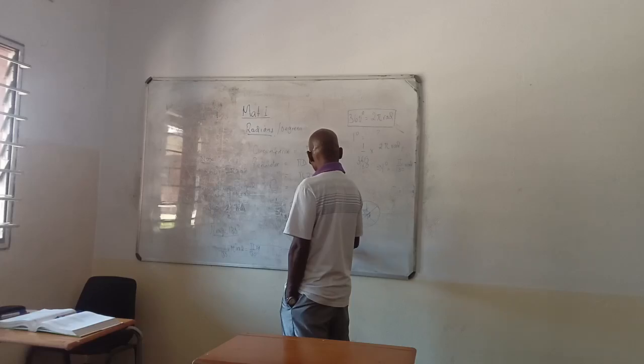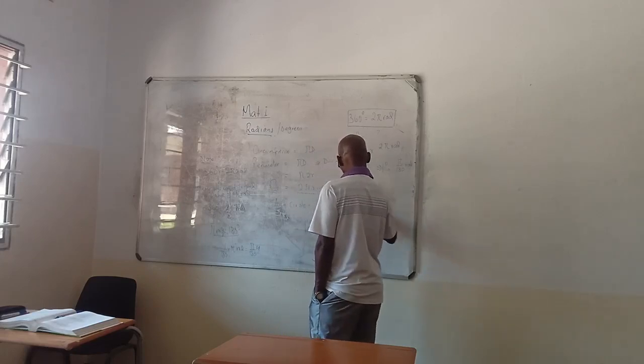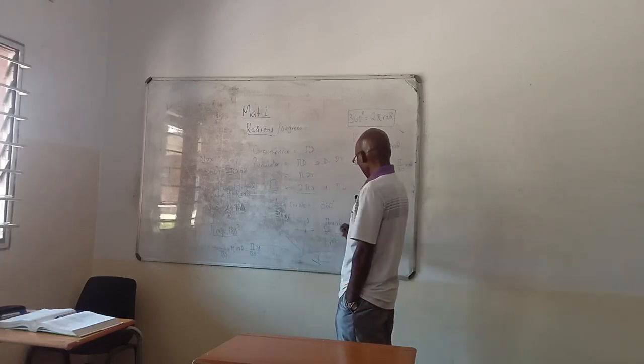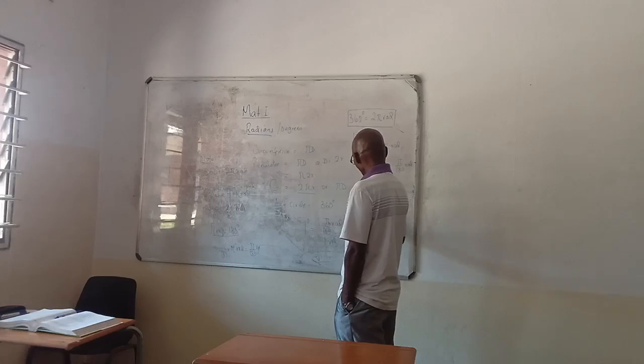What about 1 rad? How many degrees will be in one rad? 1 rad is equal to 1 over pi over 180 times 1 degree. We want to find how many degrees will be there.